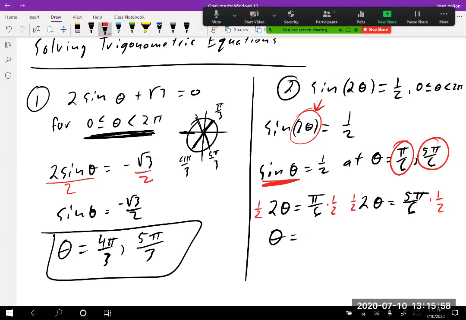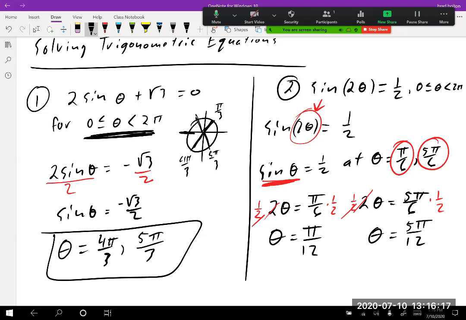Or for 2 theta, I'm sorry. So then we cancel, cancel, cancel, cancel. This would become pi over 12, and this would become theta equals 5 pi over 12. Okay.